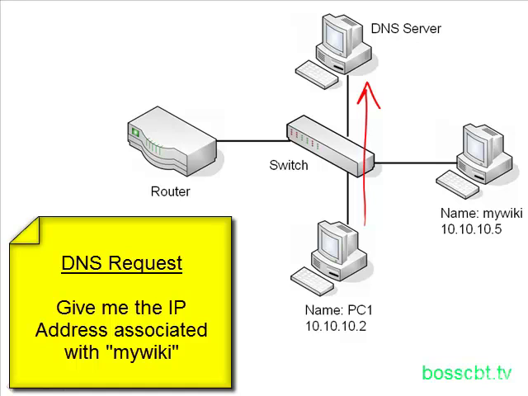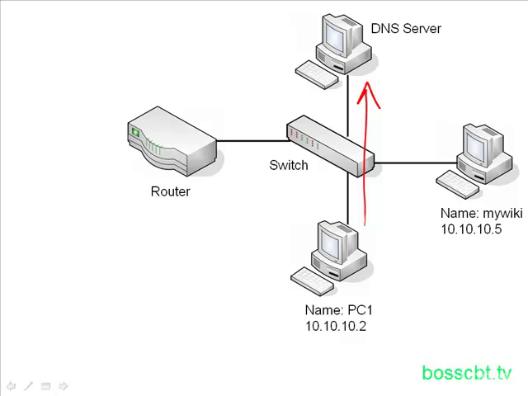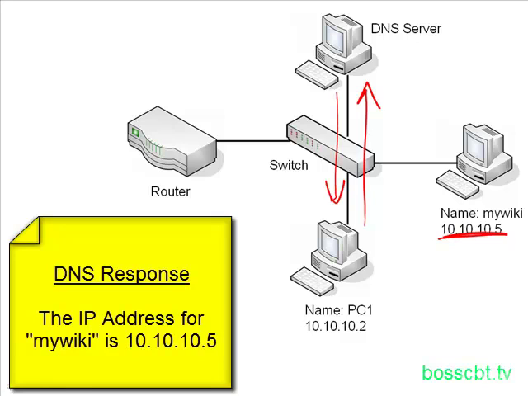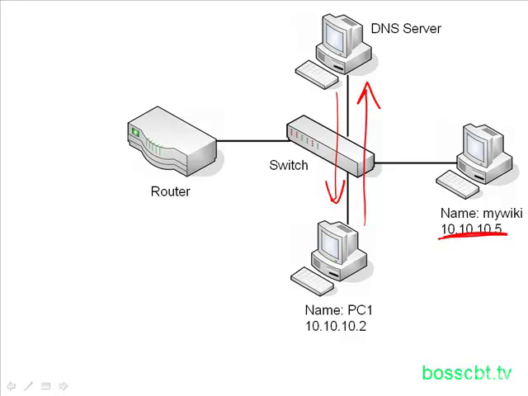And so then the DNS server is going to look in its records, hopefully find an entry that says my wiki, find the corresponding address of 10.10.10.5, and then it creates a response, and it sends it back to PC1 saying, okay, my wiki uses the IP address of 10.10.10.5. Now PC1 can proceed with creating an IP packet. It now knows the destination IP address of my wiki, and it can encapsulate that in the Ethernet frame and send it on its way. And eventually, PC1 can contact my wiki.